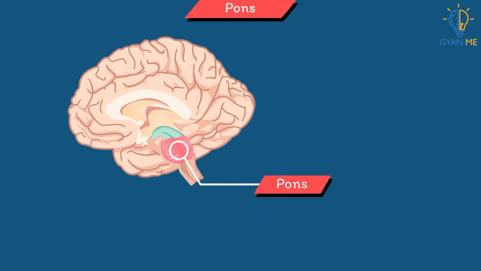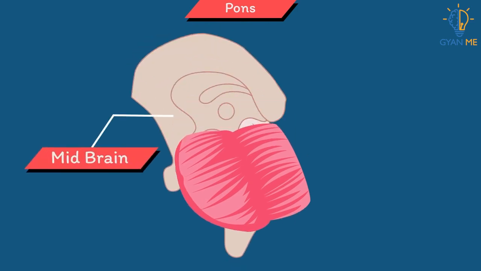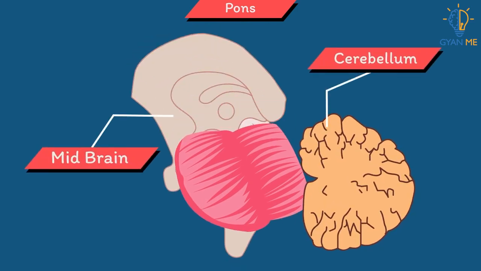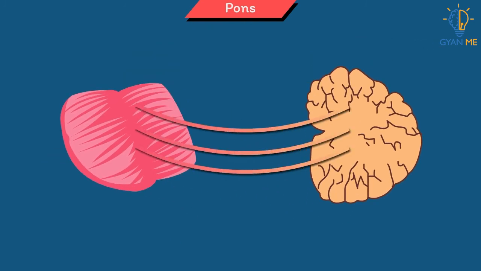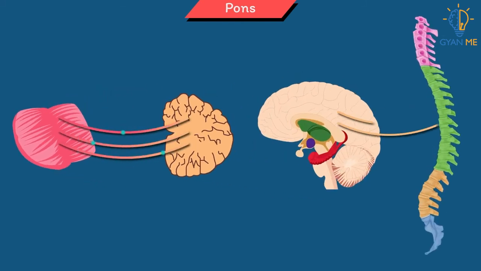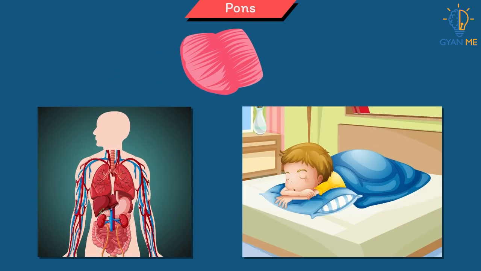The third part of hindbrain is called pons. It is located below the midbrain in the front of the cerebellum. Pons, a Latin word meaning bridge. It acts as a bridge or a relay center that conducts the signals between the lobes of cerebellum and also between brain and spinal cord. It also controls respiration and sleep cycle.